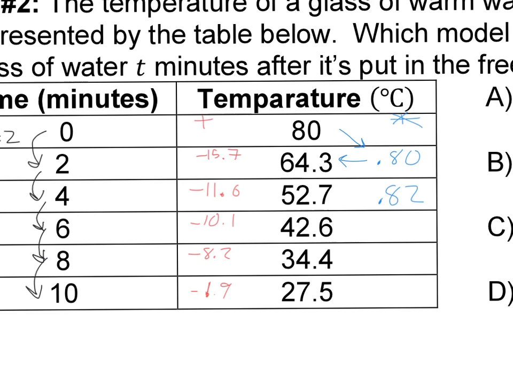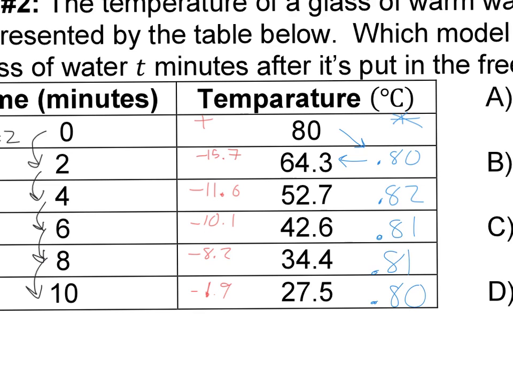Okay, 42.6 divided by 52.7, 0.81. Okay, see, so we're getting somewhere here. 34.4 divided by 42.6, 0.81. And then lastly, we could do 27.5 divided by 34.4. And I get 0.80. Again, I rounded to the nearest 2 decimals.